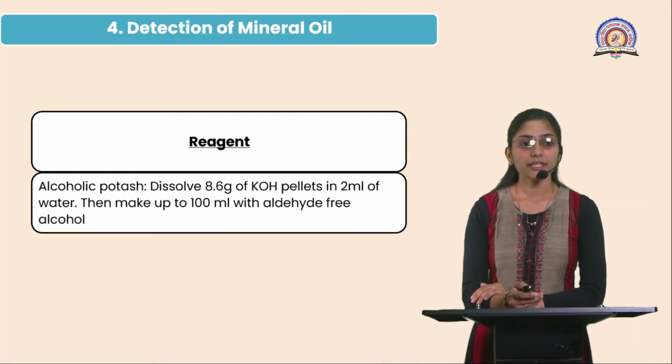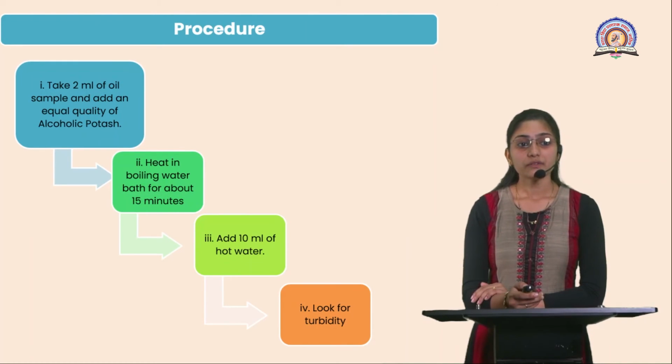For making this alcoholic potash, you have to dissolve 8.6 gram of KOH pellet in 2 ml of water and then make up the volume to 100 ml by using aldehyde-free alcohol. Now this is the procedure. Take 2 ml of oil sample and add an equal quantity of alcoholic potash. It means you have to add 2 ml of alcoholic potash.